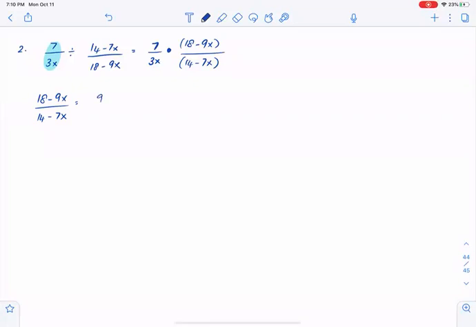I have a 9 in common, so if I pull that out from the numerator, I will have 2 minus x. In the denominator, I have a 7 in common. If I pull that out, I would have 2 minus x. So the 2 minus x will get cancelled, and I will have 9 over 7. So the second rational expression reduces to 9 over 7.